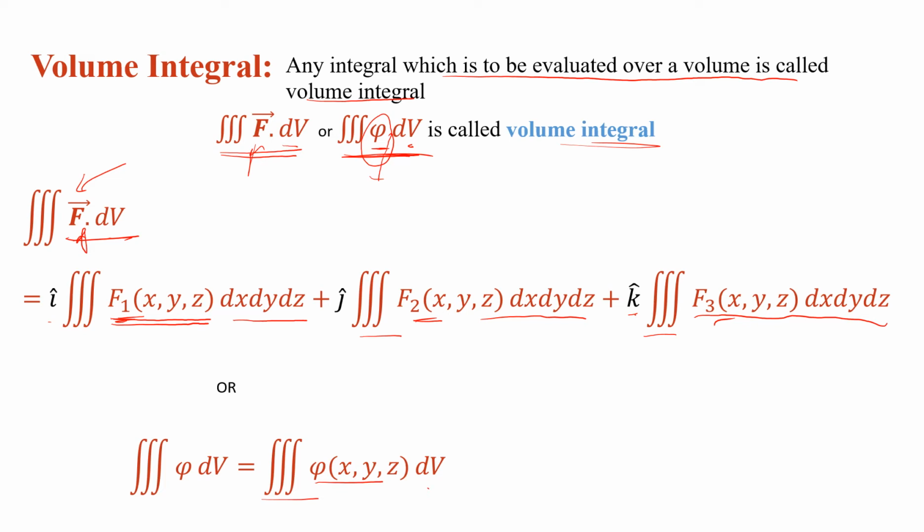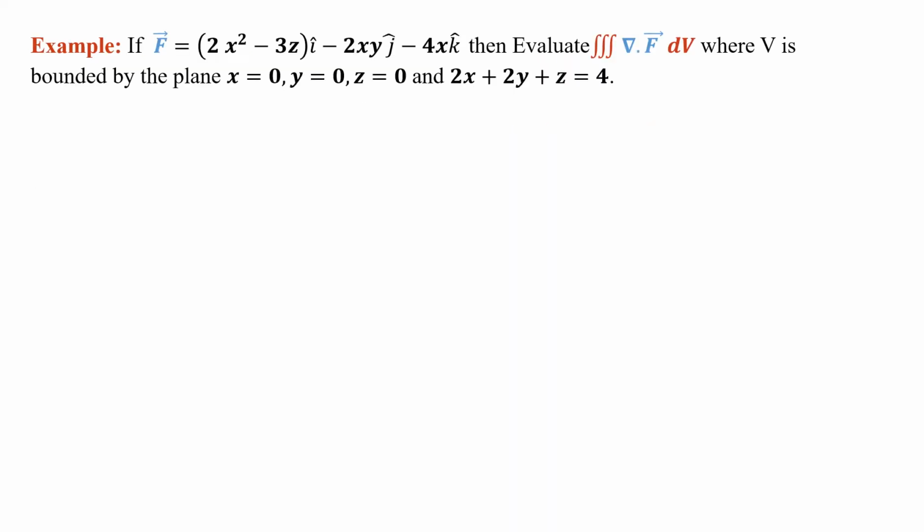Here we are using the triple integration. To understand the concept by an example, suppose we have a vector F equal to (2x squared minus 3z)i minus 2xy j minus 4x k. Then we have to evaluate the triple integral del dot F dV, where V is the region bounded by the planes x equal to 0, y equal to 0, z equal to 0, and the plane 2x plus 2y plus z equal to 4.